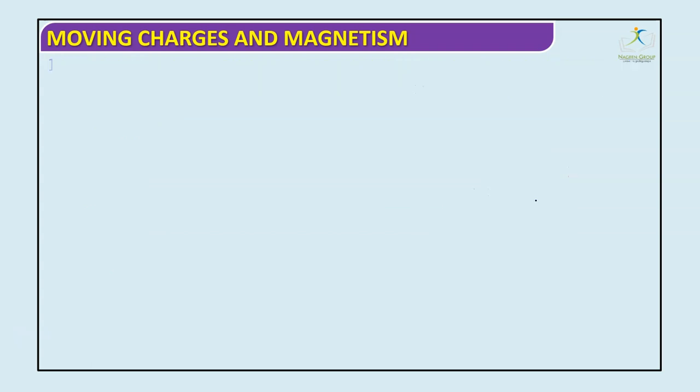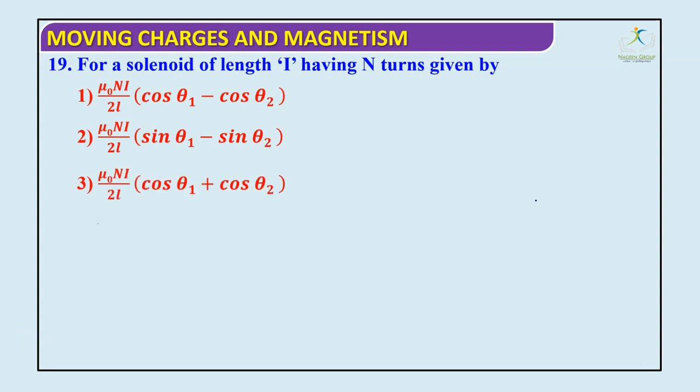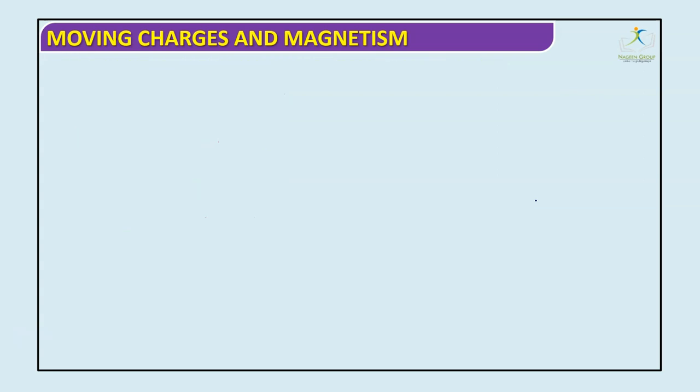Okay. Next we have, for a solenoid of length L having n turns, these formulas, in which we have to select the right one. So the right one is the first: mu naught N I by 2L times cos theta 1 minus cos theta 2, in terms of a solenoid having n turns.